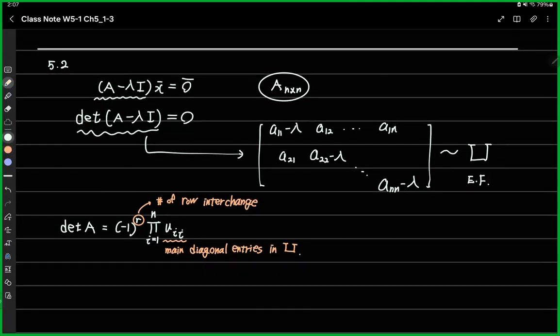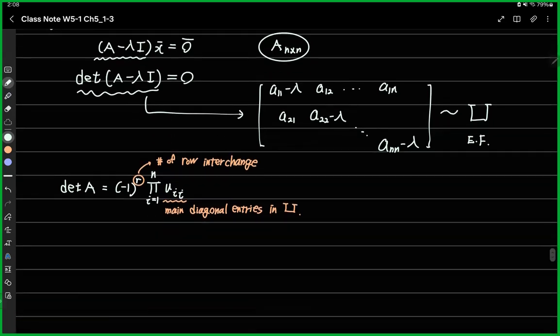Okay, section 5.2, we want to figure out how to find eigenvalues. To find eigenvectors, we try to solve the homogeneous system (A minus lambda I) times x bar equals the zero vector. In order to have a non-trivial solution of this homogeneous system, the determinant of A minus lambda I must be 0. So here we have a clue for finding lambda. Here's the strategy. Before going further, we want to see a couple of properties of the determinant.